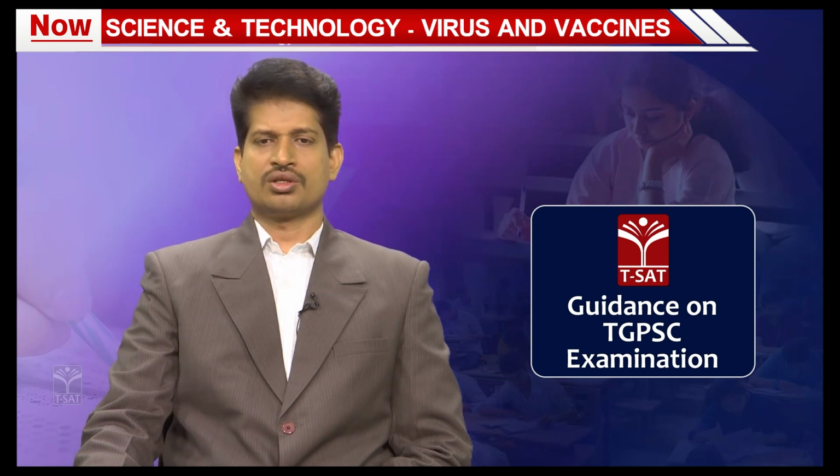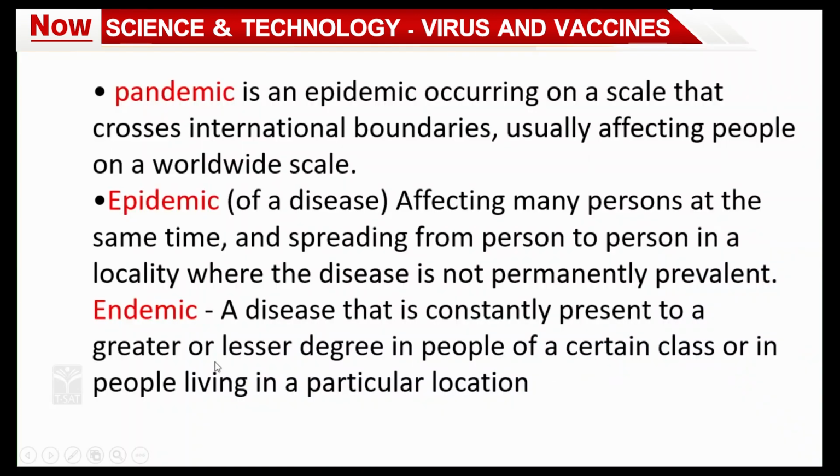In the case of endemic, it is a disease that is constantly present to a greater or lesser degree in people of a certain class or in people living in a particular locality. So, it is present in a particular locality permanently, whereas an epidemic is not a permanent feature. So, endemic is local and permanent, while epidemic is local but not permanent.